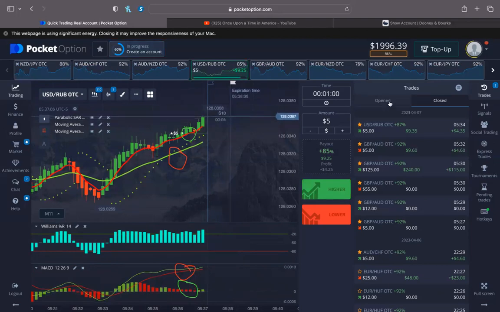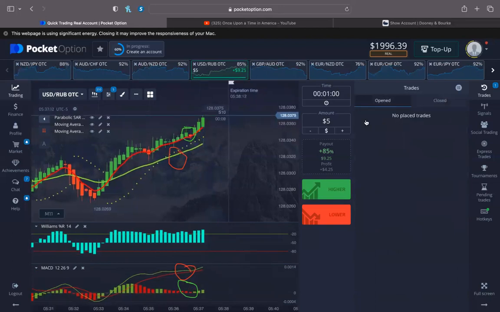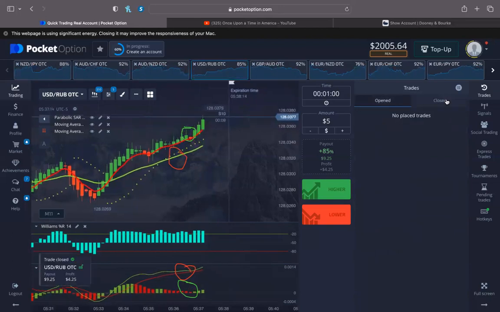A couple more seconds. 3, 2, 1. And that trade is now over. As you can see, we won.